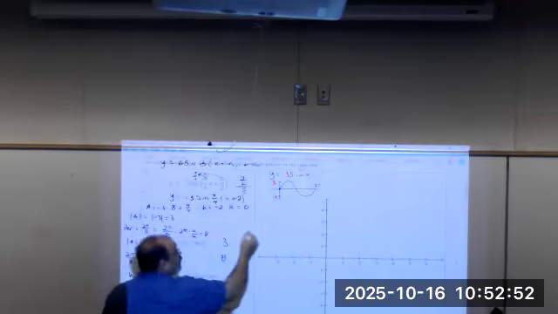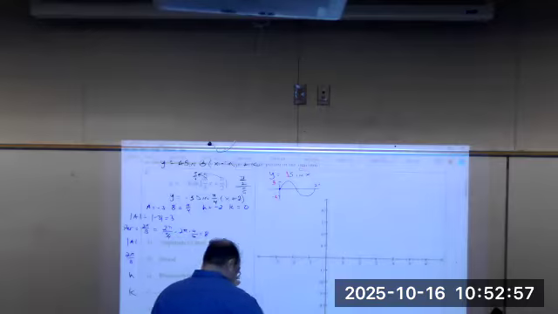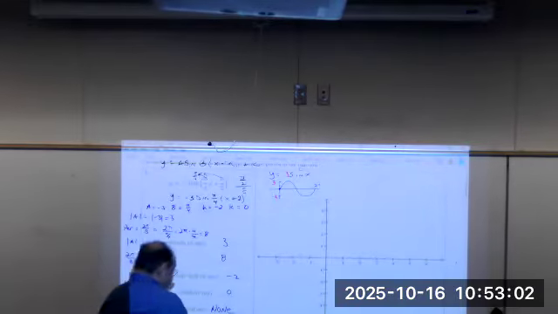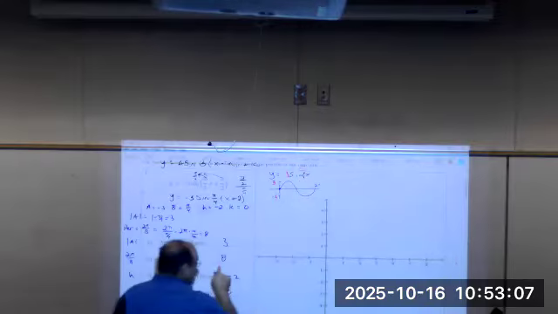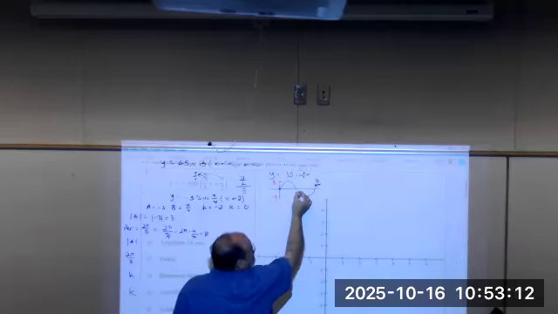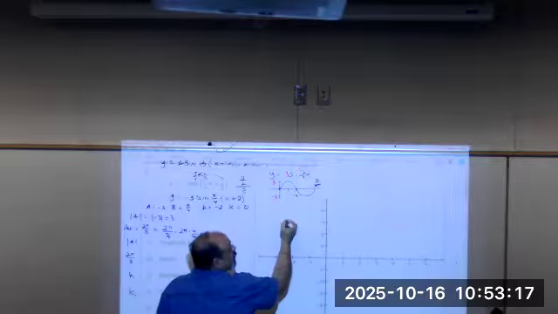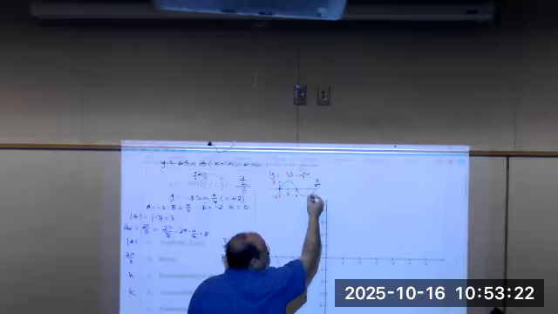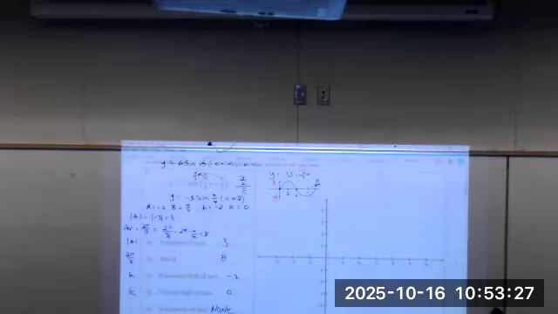And then b is pi over 4. So we're going to put a pi over 4 right here. And that changes the period to 8. So instead of 2 pi, that's now an 8, which means this is 4. This right here is what? 2. And in between 4 and 8, 6. So I've got some numbers to work with.